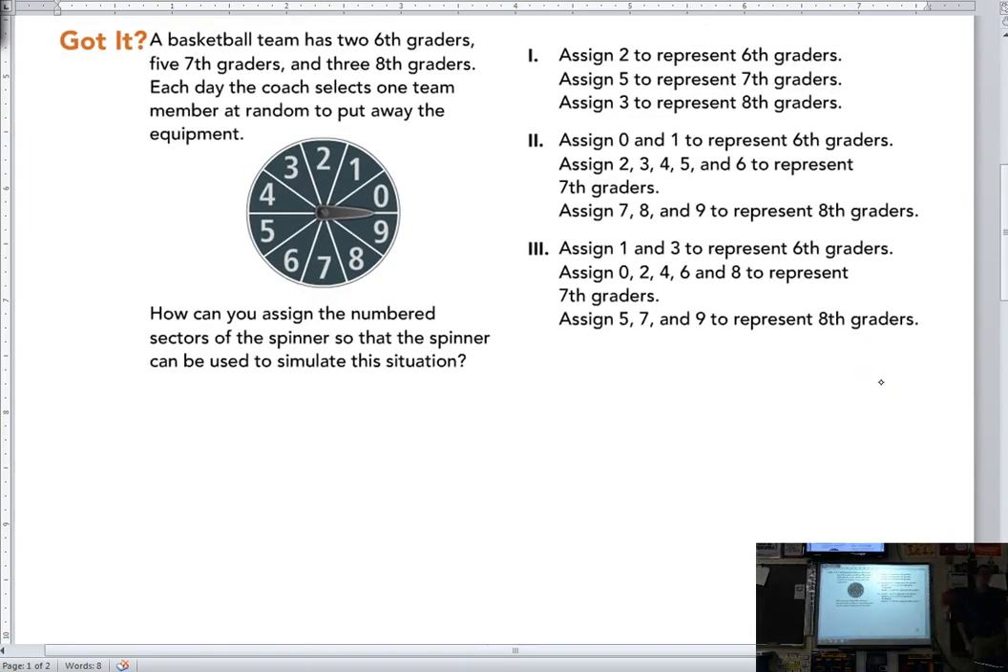So, check this out. Basketball team has 2 6th graders, 5 7th graders, 3 8th graders. Each day the coach selects one team member at random to put the stuff away. How can you assign the numbered sectors of the spinner so the spinner can be used to simulate this situation? So assign 2 to represent 6th graders, assign 5 to represent 7th graders, and 3 to represent 8th graders.